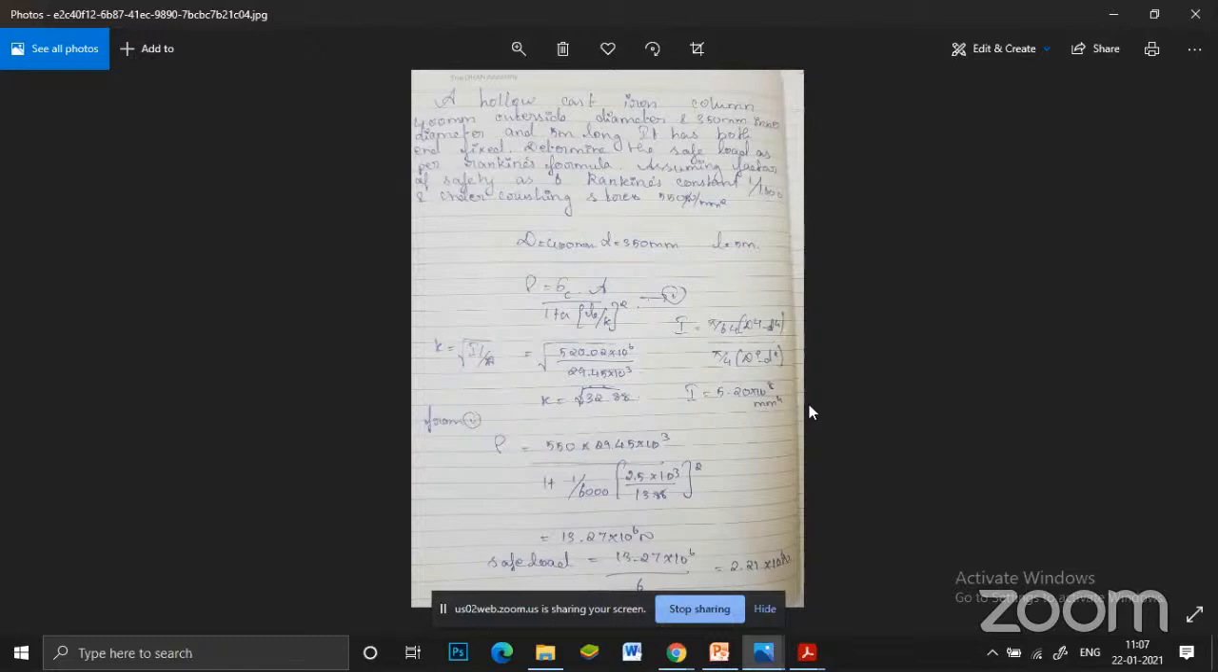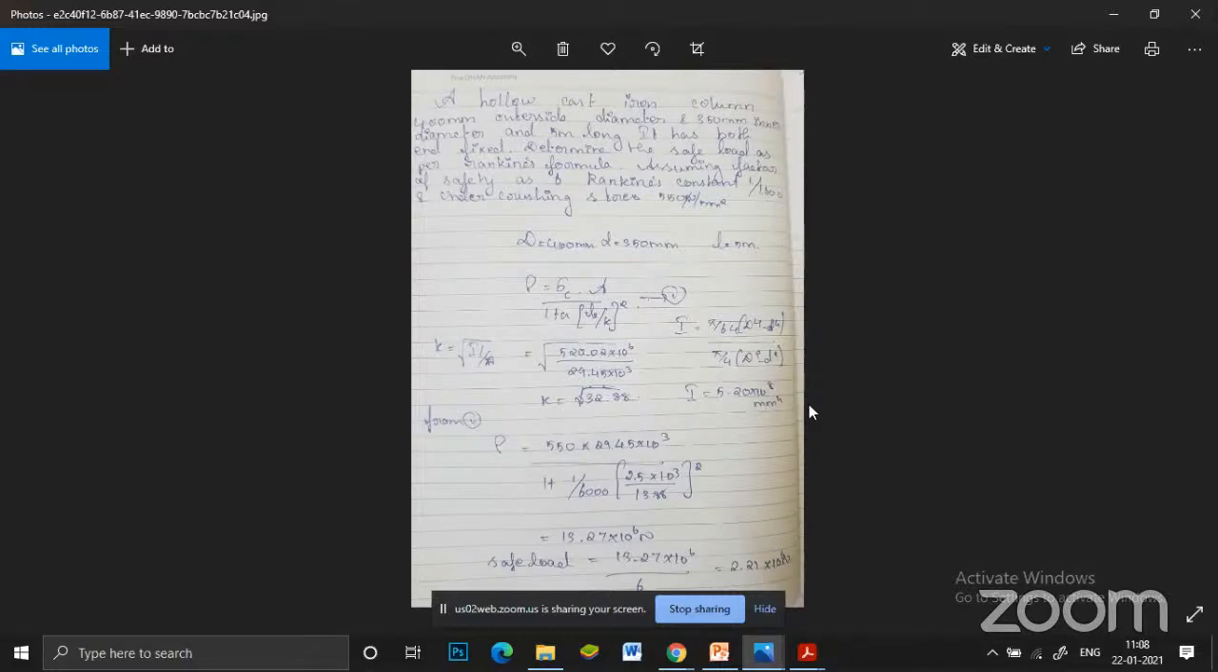First, we can start with K. K is nothing but the radius of gyration. I have already told you the best example for radius of gyration is the giant wheel. So K is equal to the root of I divided by A. I is the moment of inertia for the hollow section. Remember, it is not rectangular; it is a hollow cast iron. There is a diameter for the inner circle as well as the outer circle, right? So I is pi by 64 into D power 4 minus d power 4. You have learned this already. The area is pi by 4 into D square minus d square.